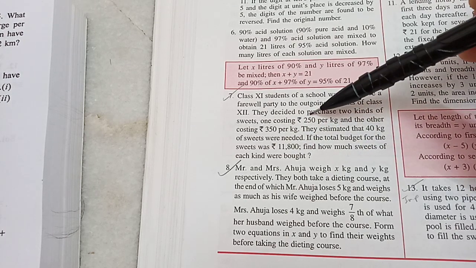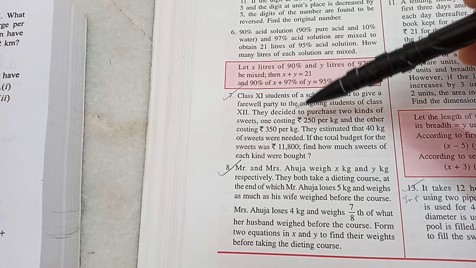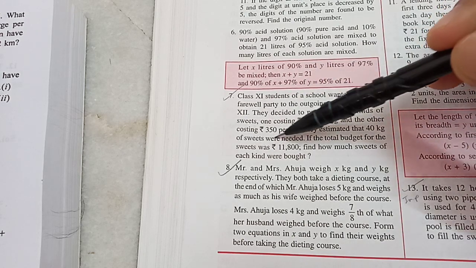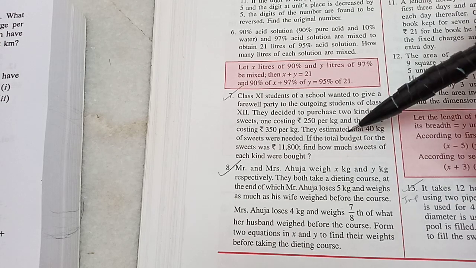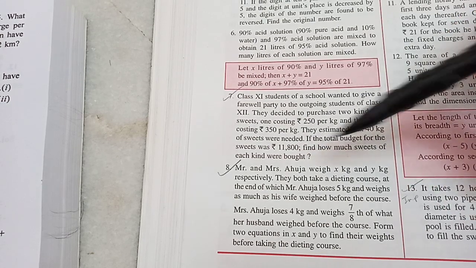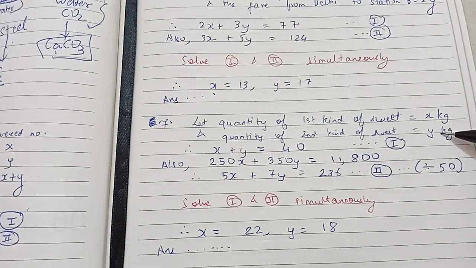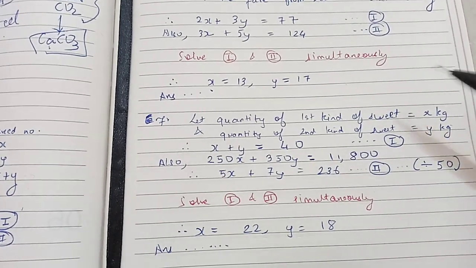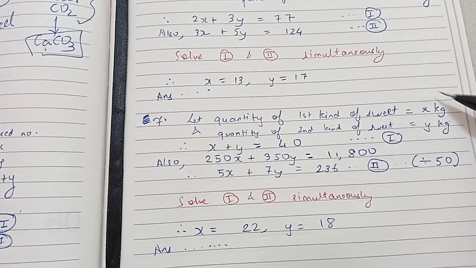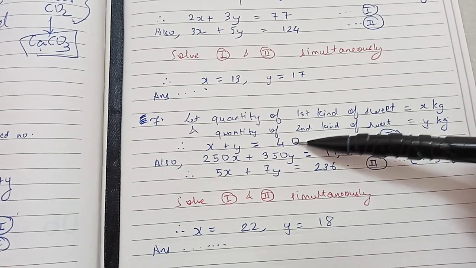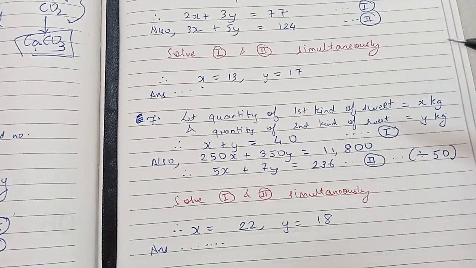The x kg one was at the rate of 250 and the y kg one was at the rate of 350 per kg, and the total budget was 11,800. So first of all, we assume what is asked, x and y. Don't forget the units. Total mass of sweets purchased was 40 kg. So x plus y is 40.